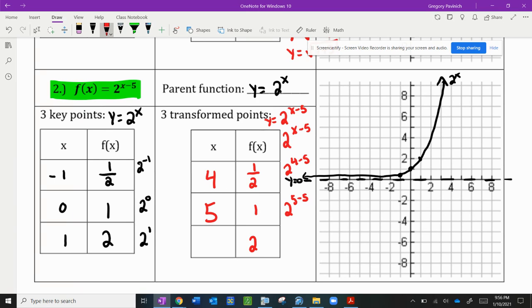And then my next one, what does it need to be, 1? Well, it needs to be 6. 6 minus 5 is 1. So now my x's have changed to 4, 5, and 6. Those are the x values that I plug into 2 to the x minus 5 to obtain the exact same y values. Now I'm going to graph those. 4, 1/2, 5, 1, and 6, 2.